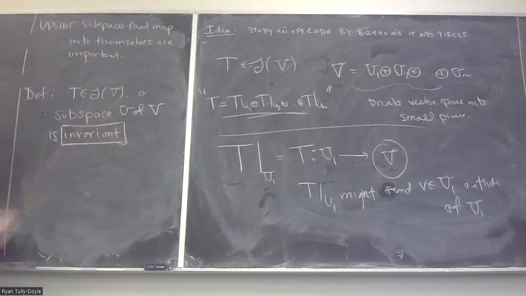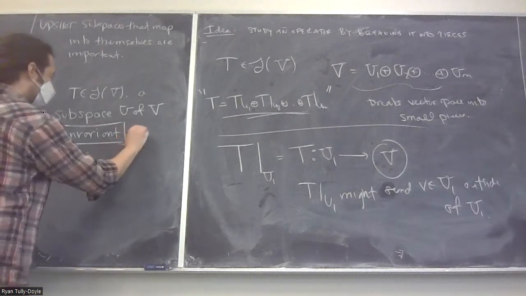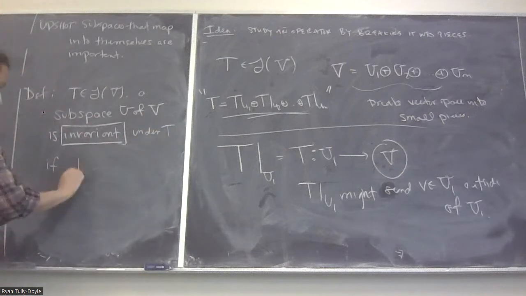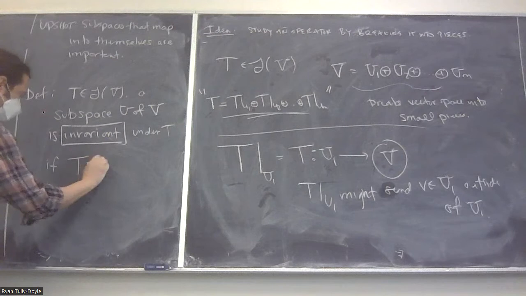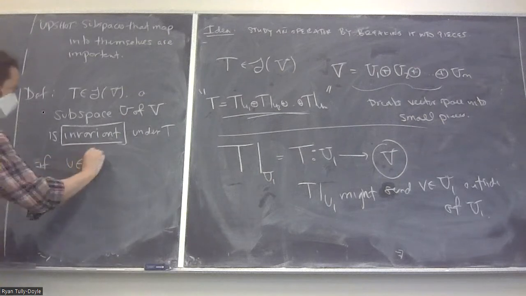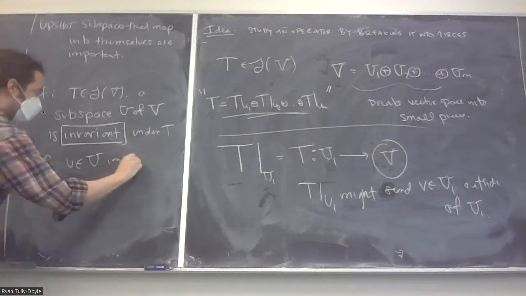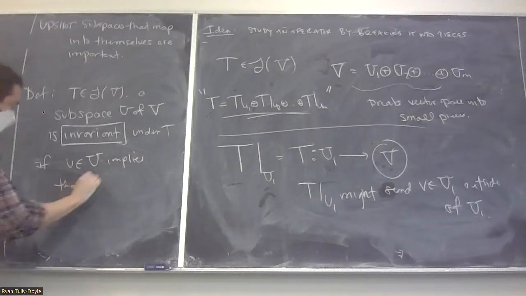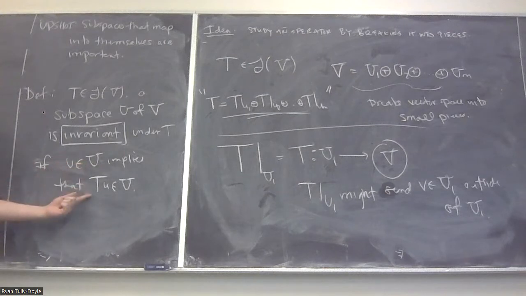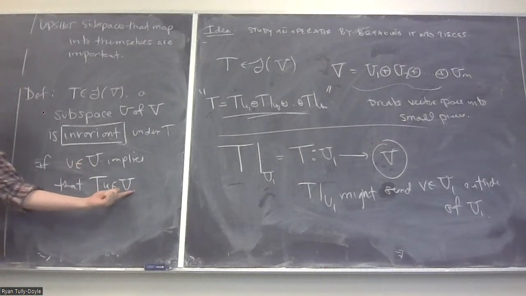A fancy mathematical word. Another one to add to your pile of definitions. A subspace is invariant under T if, actually, let's not use that notation. If u in U implies that T of u is also in U. If you started in the subspace and you do T to it, you end in the subspace as well.